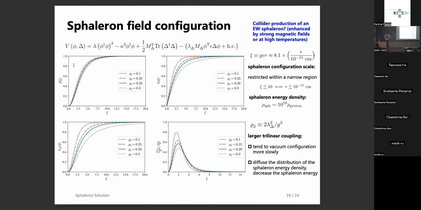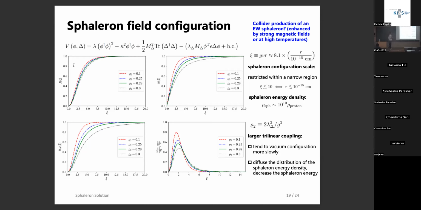Okay, now let's show the solution of the Sphaleron field configuration. In the first 3 figures, we show the evolution of the profile functions f, h, and ĥ with respect to ξ. And in the last figure, we show the energy density of the Sphaleron with respect to ξ. We can see that in all of these 4 figures, the Sphaleron configuration is restricted within a very narrow range.